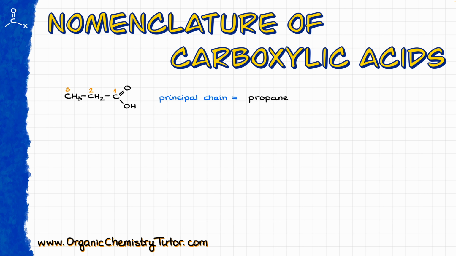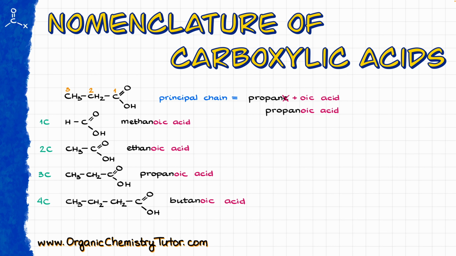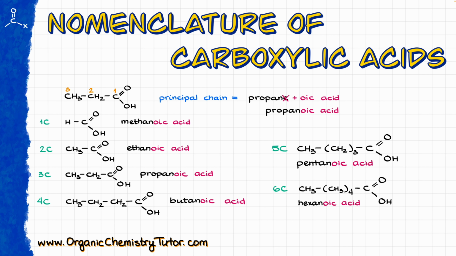Now, in order to convert that into the name of the carboxylic acid, we are going to get rid of the E at the end of the name and staple oic acid to that. So that means that the name for my molecule over here is going to be propanoic acid. Pretty simple. So this way, when it comes to a molecule with only 1 carbon, that is going to be methanoic acid, 2 carbons, that is ethanoic acid. Then for 3 carbons we already know that is going to be propanoic acid. Then we have butanoic acid, pentanoic acid, hexanoic acid, and so on.